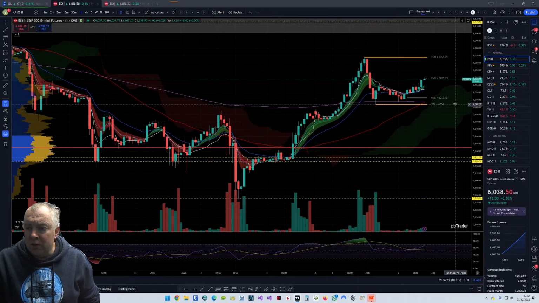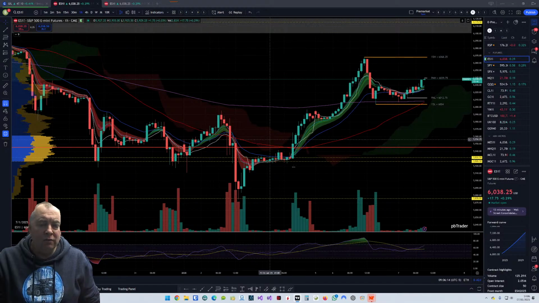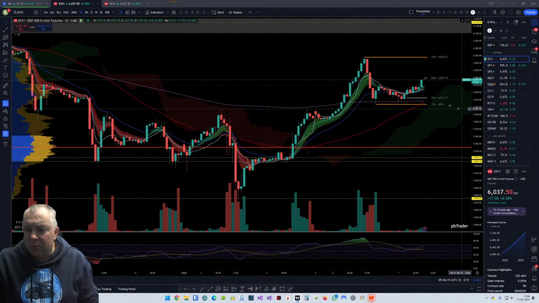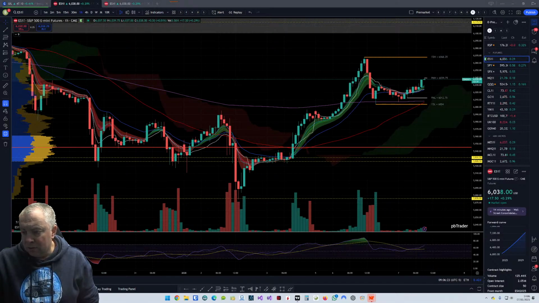Okay, so on my screen is ES. We're looking at the 1 hour time frame, and this is the S&P 500 E-mini futures. Levels for today. Just grab my pen. Okay, so really there's only a couple places I'm looking for.